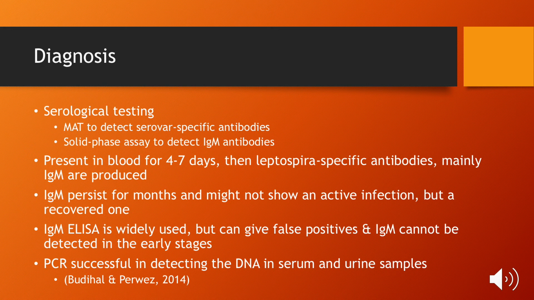There's also the PCR test, which is successful in detecting the DNA in serum and urine samples, but the PCR has expensive reagents and needs a large quantity of DNA, and it cannot identify the infecting serovar.